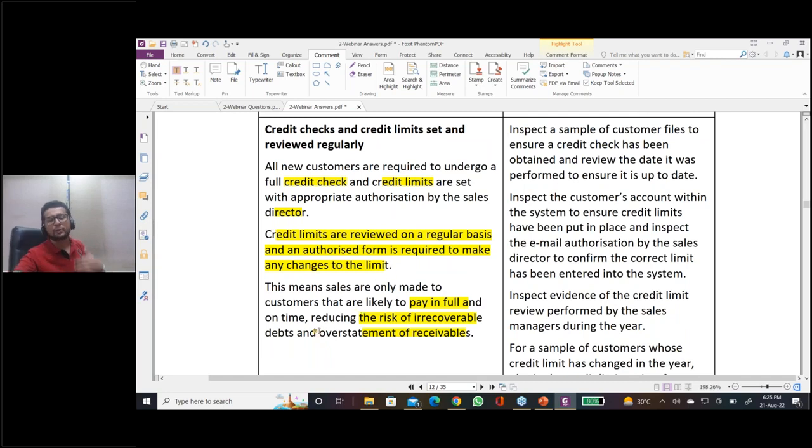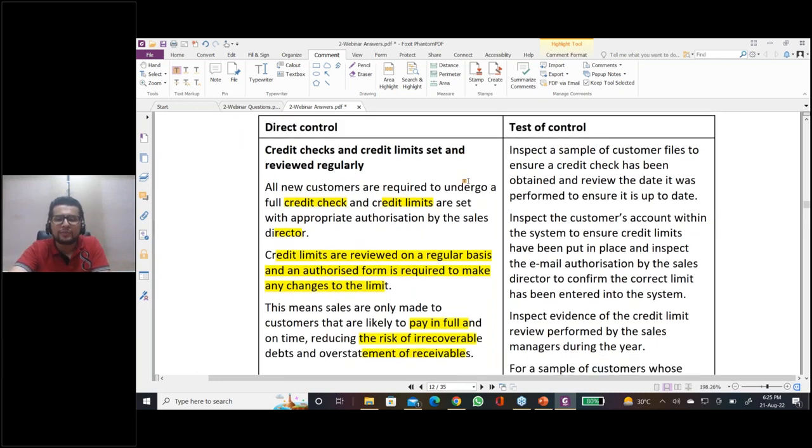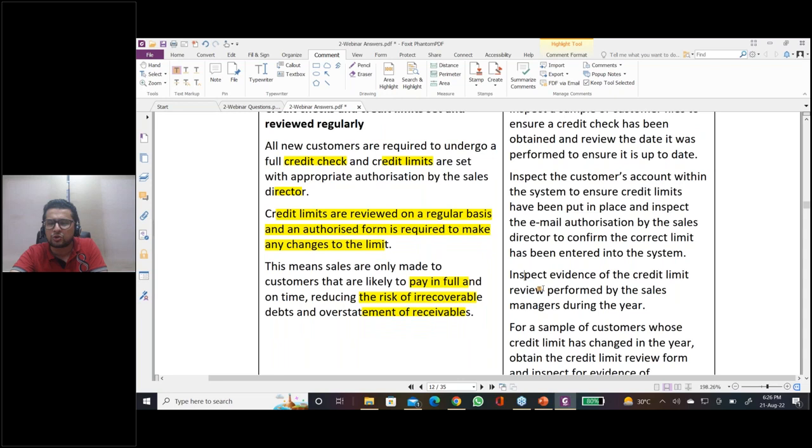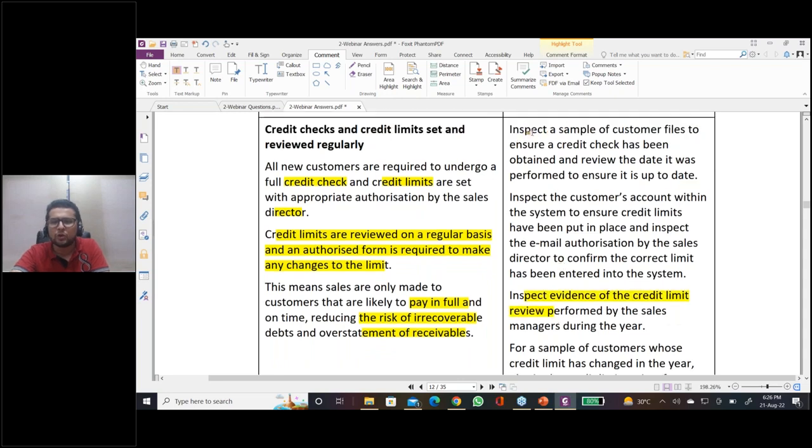The credit limits are proposed by the staff, but they are authorized or approved by the director. What you can do is inspect the evidence of the credit limit review performed by the sales manager during the year. So this could be one test of control. You can inspect a sample of customer files. Select a sample of customer files. Make sure that the credit limit was proposed by the staff, approved by the director, and make sure the credit limit is up to date.